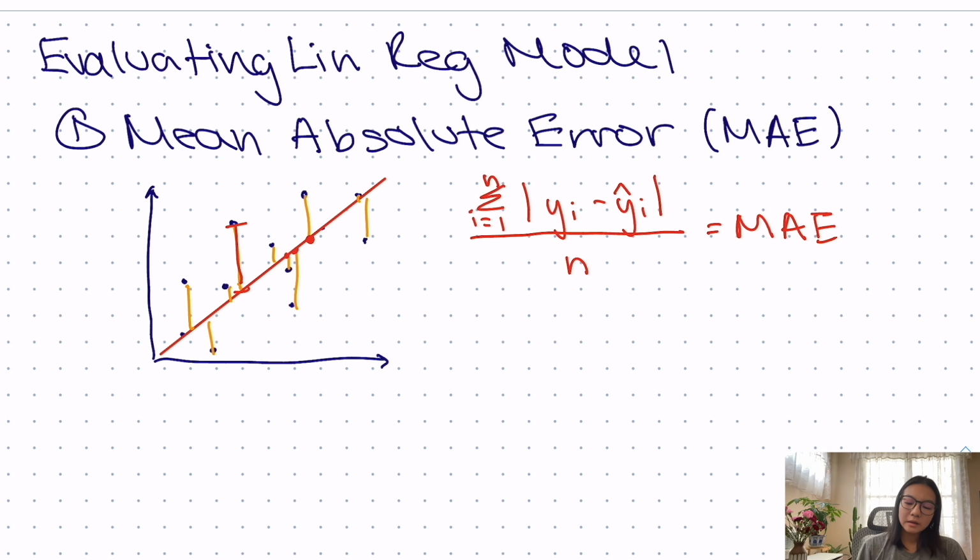MAE is good because when we get this value, we can directly compare it to whatever units the y value is in. So let's say y is the prediction of the price of a house, in dollars. Once we calculate the MAE, we can literally say that, on average, how much we're off by is this many dollars. So that's the mean absolute error.